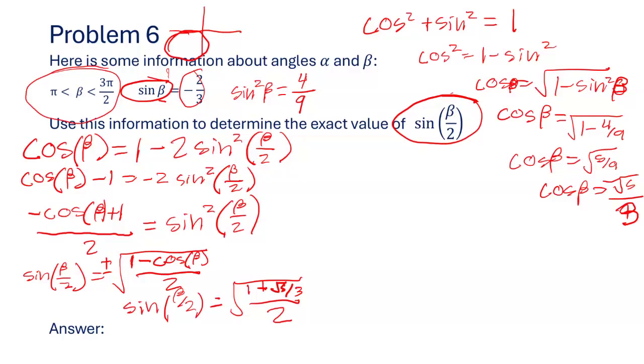Okay, if we want to simplify this more, we can multiply everything by 3 just to get rid of this double fraction to get the square root of 3 plus square root of 5, over 6.